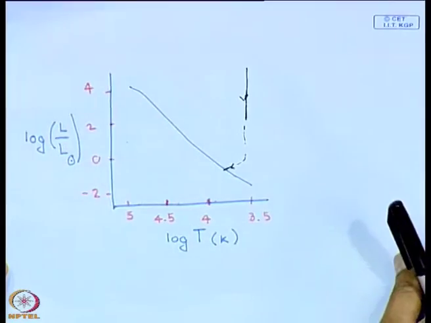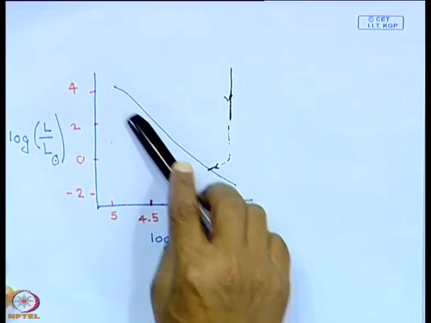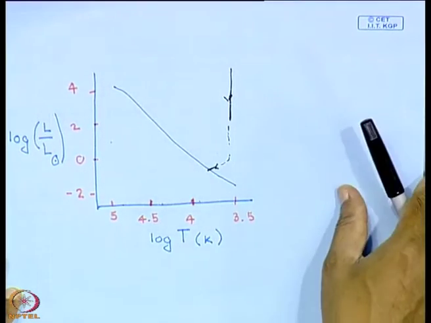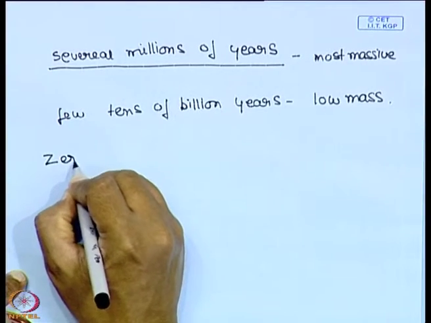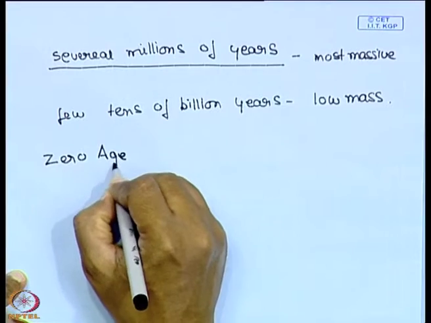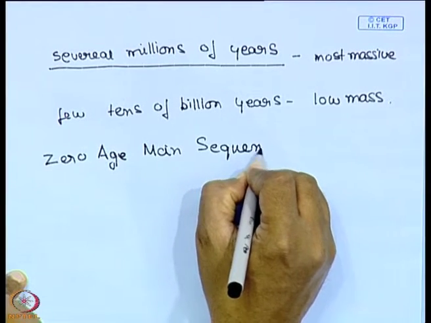Now, once the star burns out all the hydrogen, it is then that the stellar evolution again starts off. Okay. Well, strictly speaking, it is not so. Let me make that point clear. The position that the star comes to initially when it reaches the main sequence is what is called the zero age main sequence.